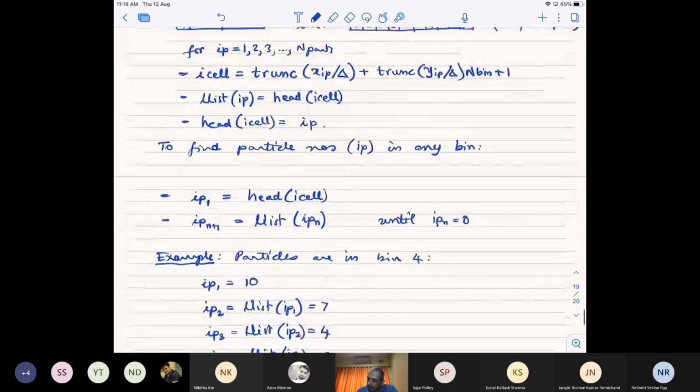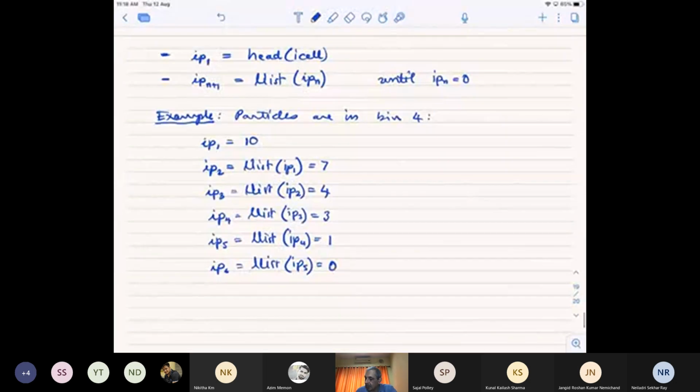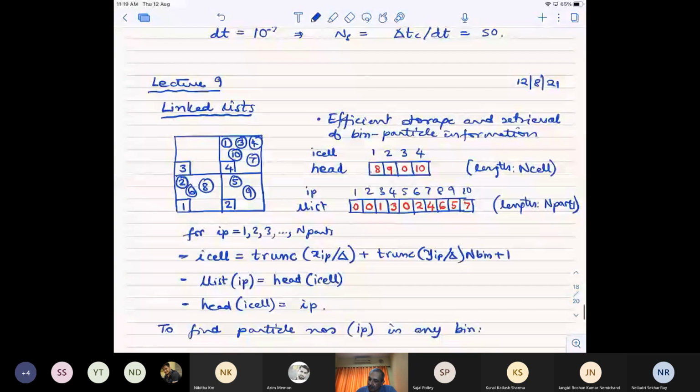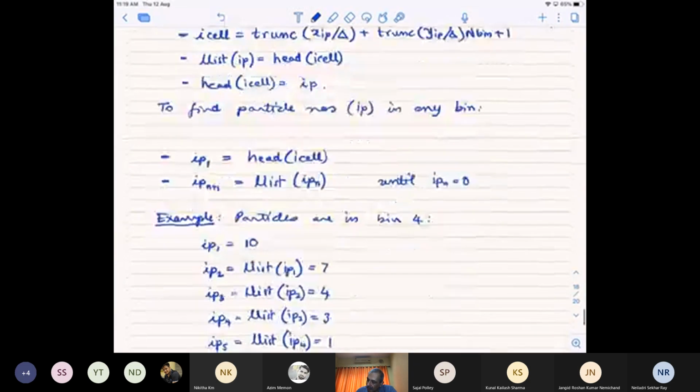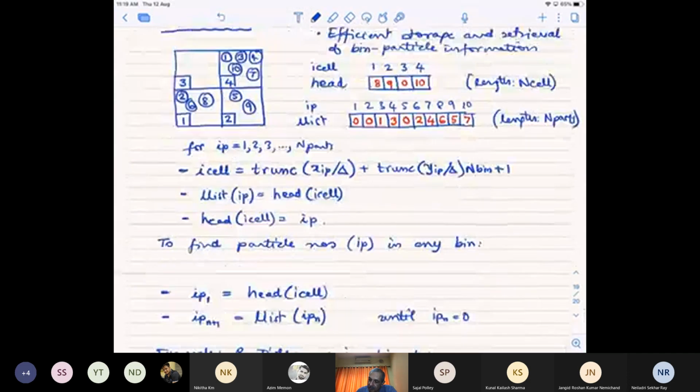IP5 is just 1. So if you look at L list of 1, it is 0. So this ends the list. So in this way, I can easily find out all the particles in bin 4, and you can see I've got all of them: 10, 7, 4, 3, 1. Here it is: 10, 7, 4, 3, 1.